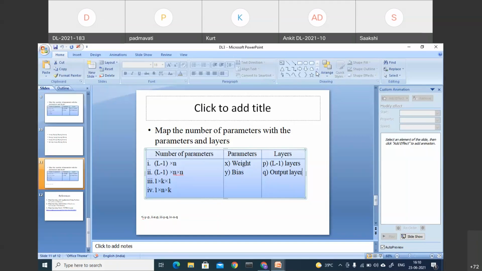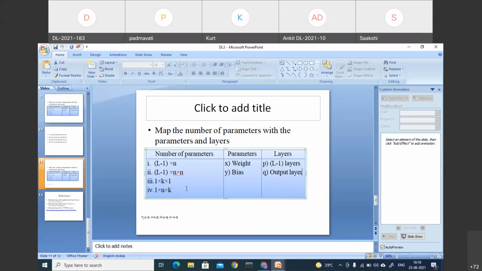Sakshi? Yes, ma'am. I think he has written the question in the chat window. Okay, very good. He's asking about the first parameter. I think it might be the weight. Why is it the first parameter? He has linked the previous source. Okay. 1 into n into k, 1 represents the output. Why is it the first parameter?